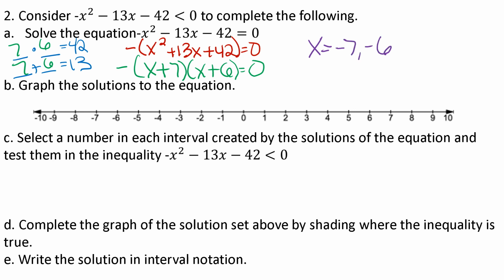Negative 7, negative 6. Okay, so let's go ahead and draw our circles. Looking at our original problem, it's just a less than. So do we think open or closed circles? Open. So we want open at negative 7, open at negative 6.